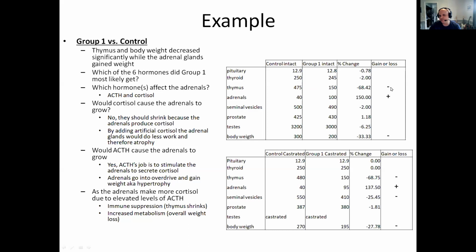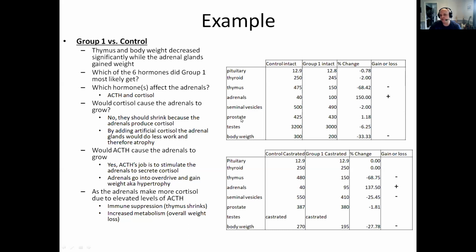Also, here we see an adrenal gland gain, right? The control has a 40 milligram adrenal gland. Here you see a 100 milligram adrenal gland in the intact treatment rat for group 1. That's a massive gain. It's more than 100% gain. A 100% gain would be 80, right? We would double this. We more than double it, so we get a 150% gain. So I put a plus there because that's a 19% or greater change, okay?